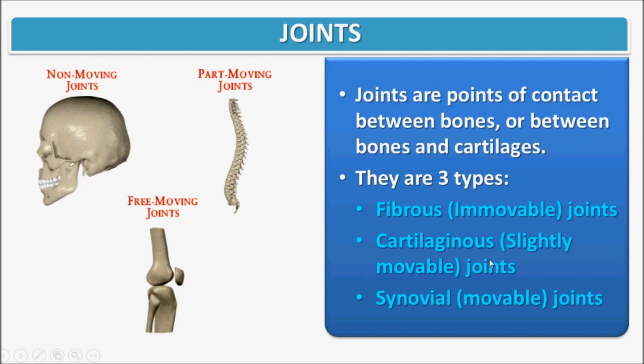And the second category is your cartilaginous. They are slightly movable. This allows a slight amount of movement at a joint. Examples of this include the intervertebral disc of the spine and the pubic symphysis of the hips.